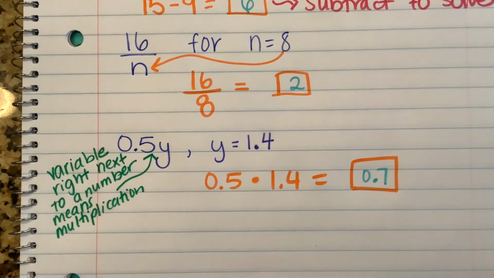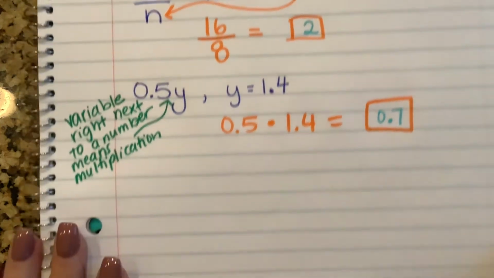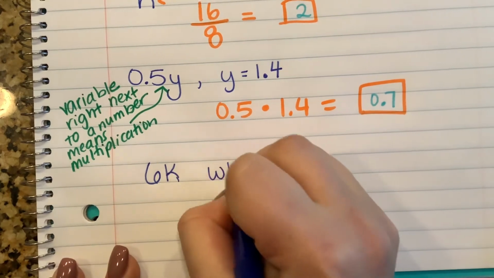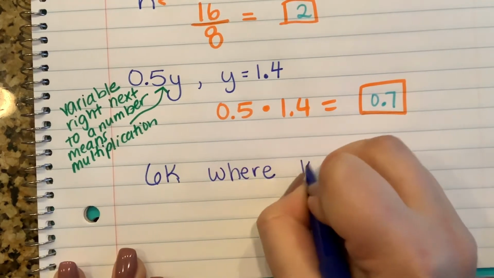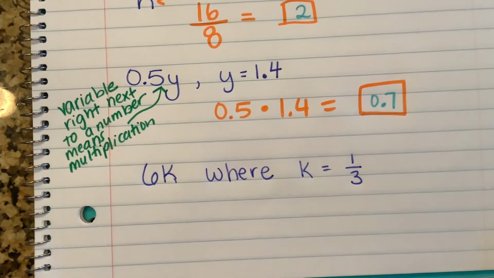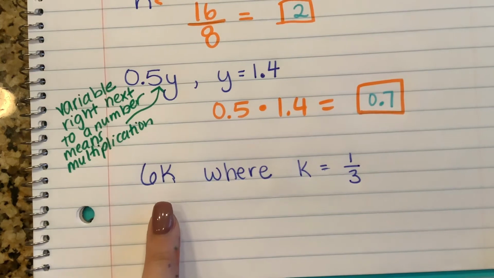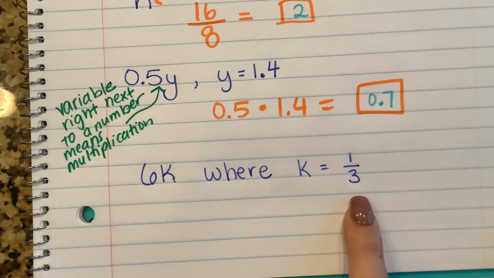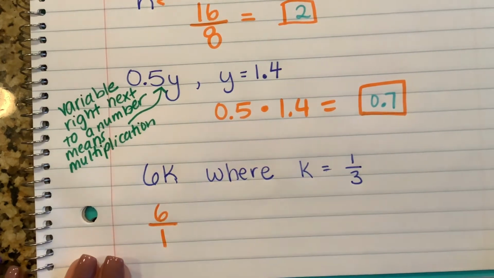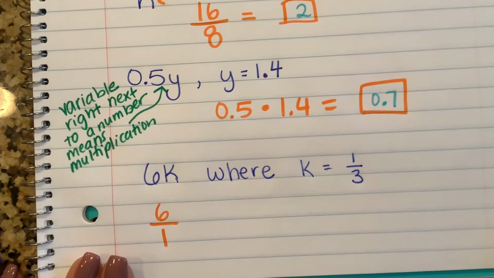Let's try one using multiplication again, so practicing the same thing. We have 6k, where k equals 1/3. Again, I'm seeing multiplication. I have a variable right up against a number, and my k is a fraction. So I'm going to take my 6, my whole number, and turn it into a fraction. I do that by putting it over 1. Remember, that's the trick. Anytime you need to make a whole number a fraction, you're sticking it over 1.